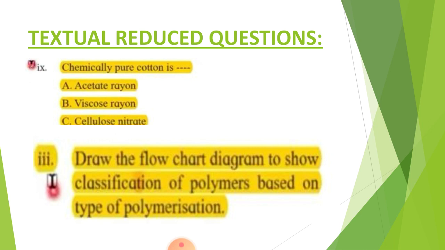And then on page number 338, question number 2, answer the following in one sentence each. On page number 338, your first question is there: draw the flow chart diagram to show classification of polymer based on types of polymerization. Fine, that question has been cancelled. These two are from page number 337 and page number 338.